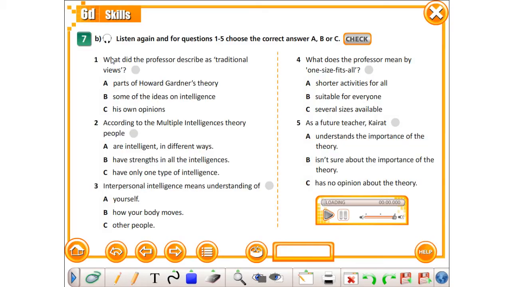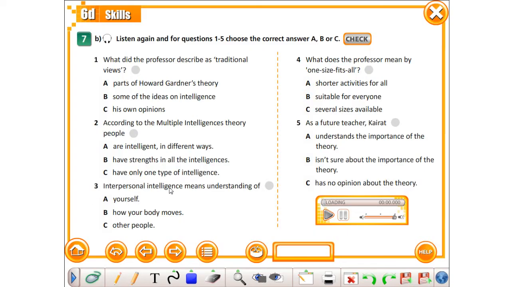Exercise 1. What did the professor describe as traditional views? A. Parts of Howard Gardner's theory. B. Some of the ideas on intelligence. C. His own opinions. 2. According to the multiple intelligence theory, people A. are intelligent in different ways. B. have strengths in all the intelligences. C. have only one type of intelligence.